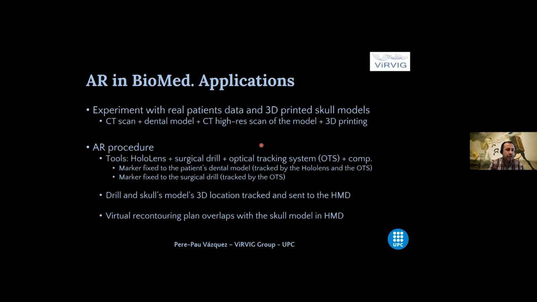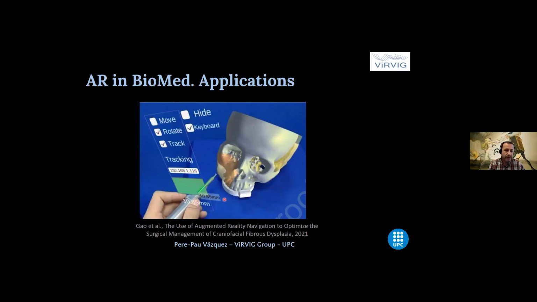And the procedure used a HoloLens in order to provide the augmented image, a surgical drill that was tracked, and an optical tracking system that was tracking the surgical drill and also the 3D printed model, okay? And of course, they needed some markers to be fixed on the models in order to perform this tracking accurately. And the task was basically to recontour the fibrous plant, and the recontouring plan was overlapped with the skull model. And the idea is that they had to perform the real recontouring on the model. Okay, this is how it looked.